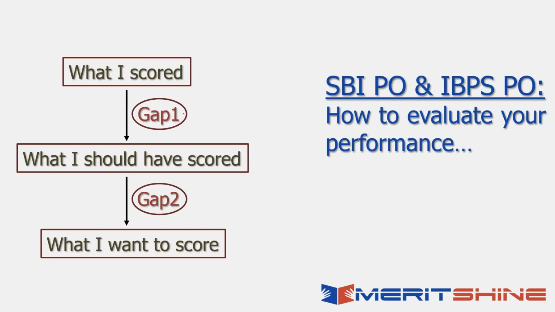Gap 1, this is to be fixed by everybody. Fine. So this should not exist. This should tend to 0. And ideally, what you score is the score that you should have scored. What should have come to you should be what comes to you. Most people's work will get done with this alone.